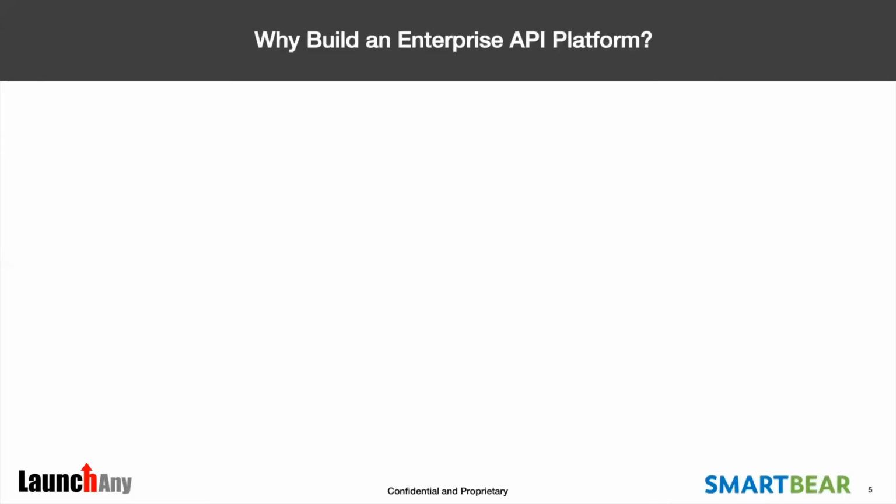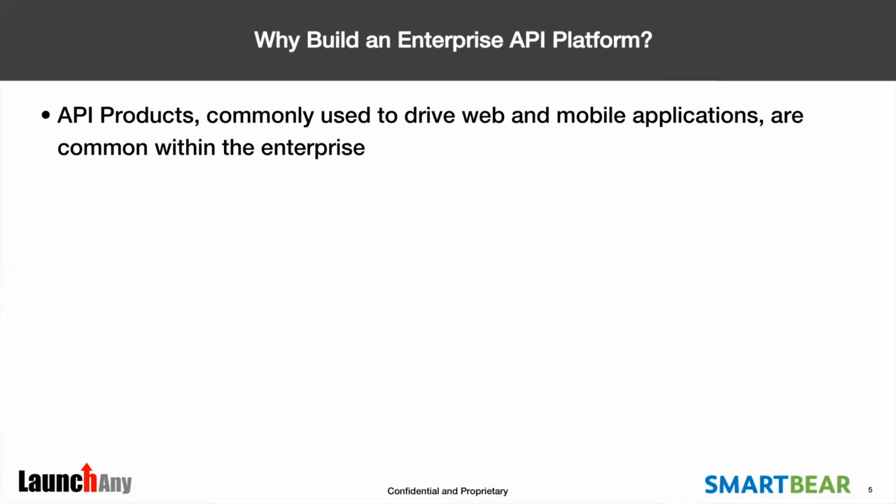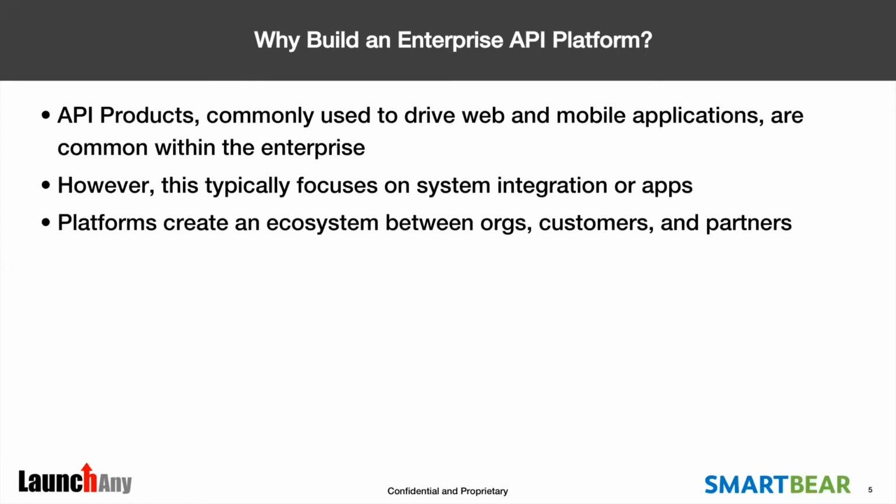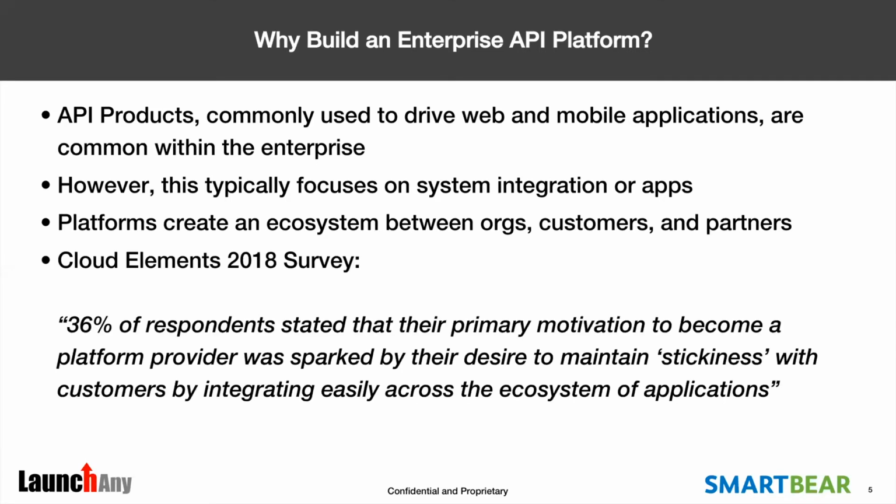So why would an enterprise want to build out an API platform to begin with? Well, most of their API programs and the API products that they release really just drive web and mobile applications. Those are the most common within the enterprise, but they typically just focus on system integration or powering applications like their mobile applications that they have in app stores. Platforms really create an ecosystem. They bridge the organization with their customers and their partners all together, empowering them to do much more than what they could have before just by providing APIs that power existing applications.